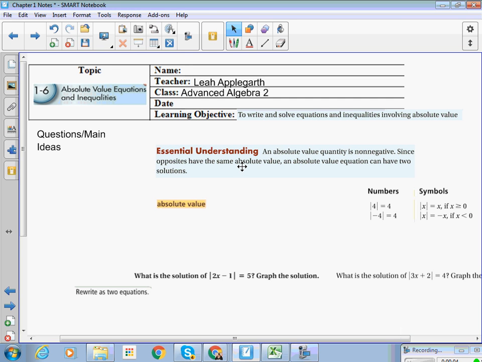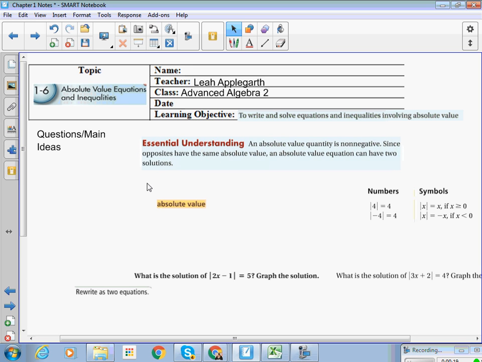Right, so this is section 1-6, absolute value equations and inequalities. Our learning objective is to write and solve equations and inequalities involving absolute value. Do not write this down, this is for information purposes only.